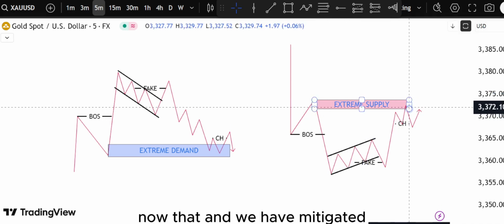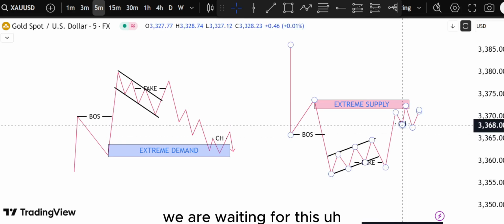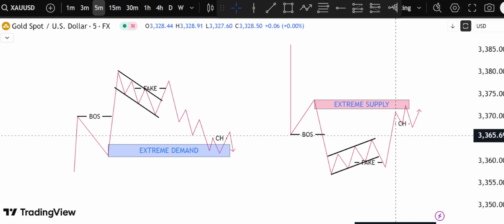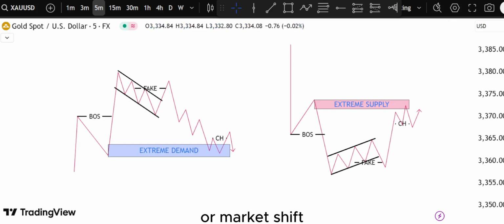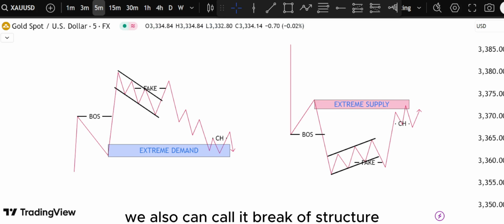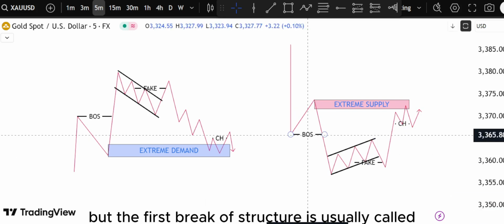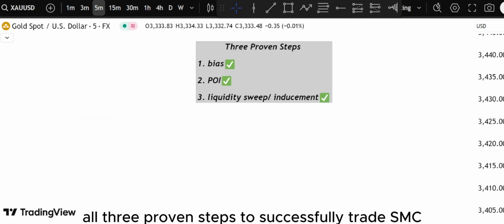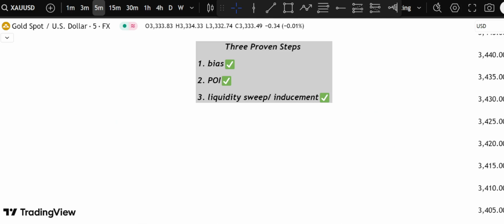Now that we have mitigated, we are waiting for this. This 2-letter CH is short for change of character or market shift, as you want to call it. We also can call it break of structure, but the first break of structure is usually called change of character. Now that we have covered all 3 proven steps to successfully trade SMC, let's see chart examples.